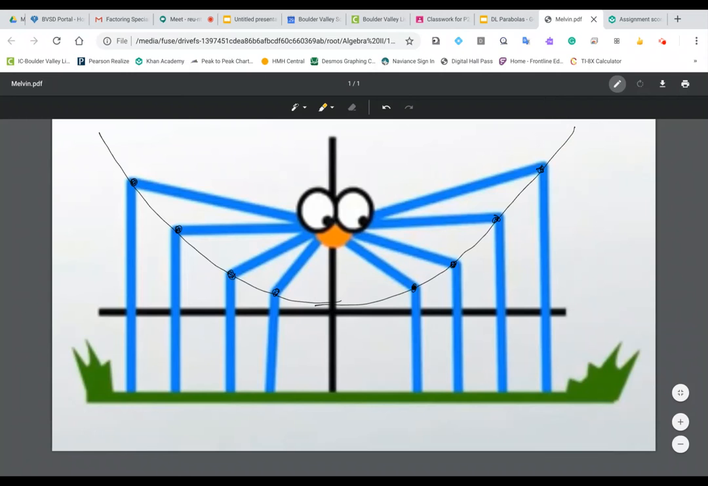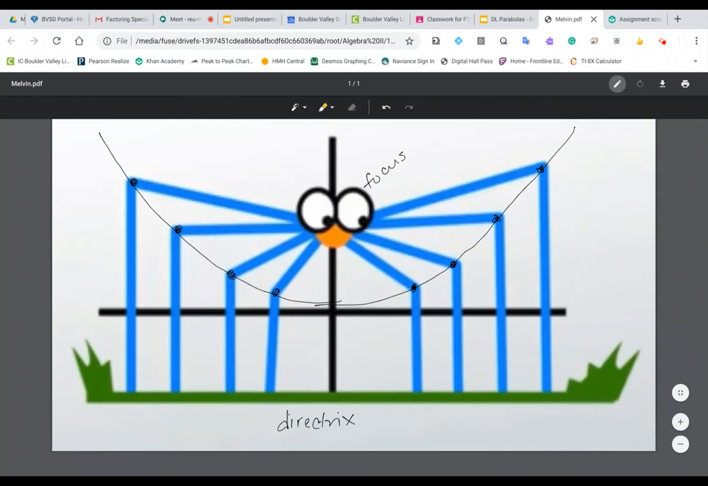And the interesting thing about Melvin is that his face here, that is the focus of my parabola. And all parabolas have a focus. And the ground here is the directrix of my parabola. And all parabolas have a directrix.